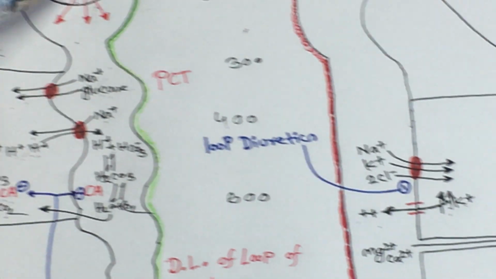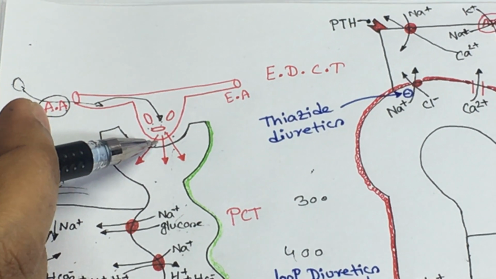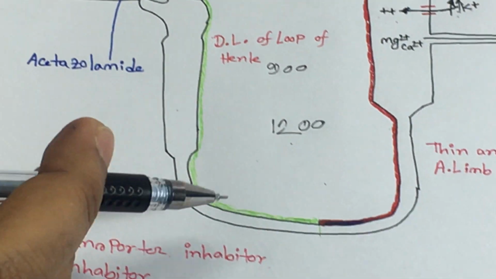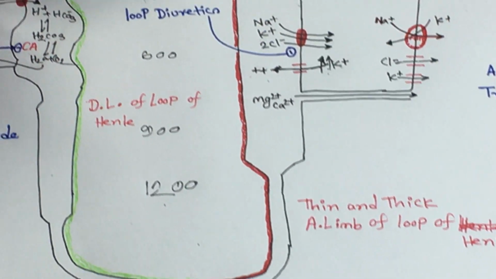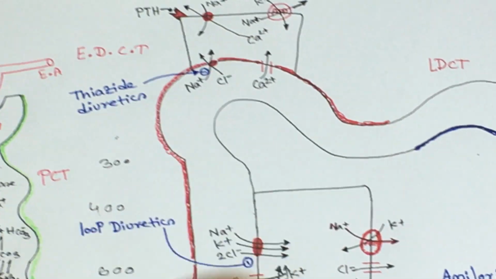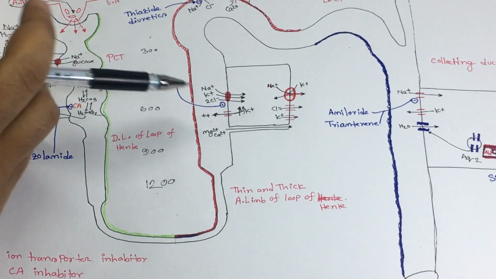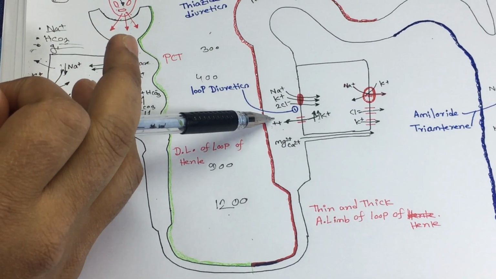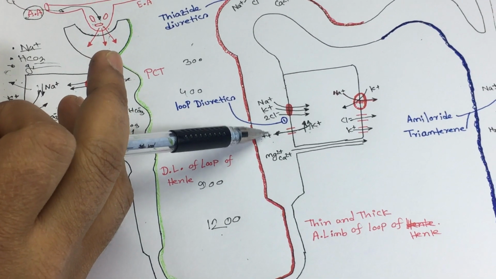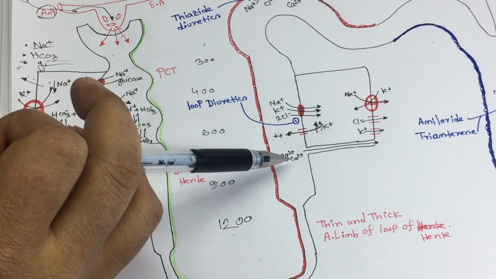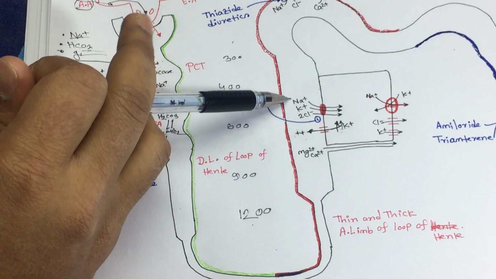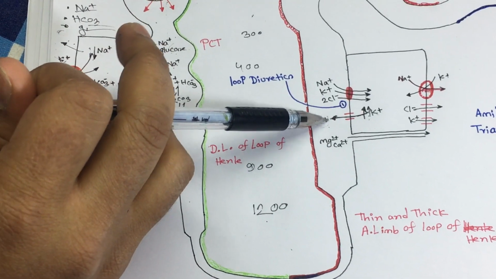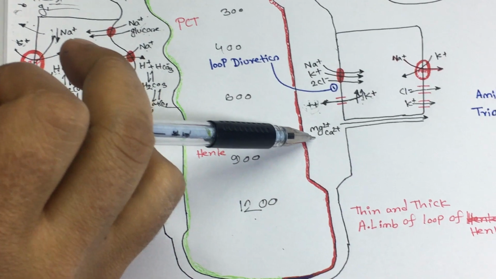From here we are also filtering the calcium and magnesium. Calcium and magnesium will try to use this route and be excreted in the urine. But in presence of this intracellular positivity, this tubular positivity, calcium and magnesium can't use this route. So we know that positivity will repel the positivity.